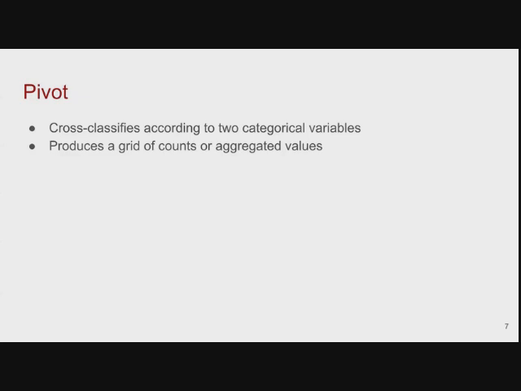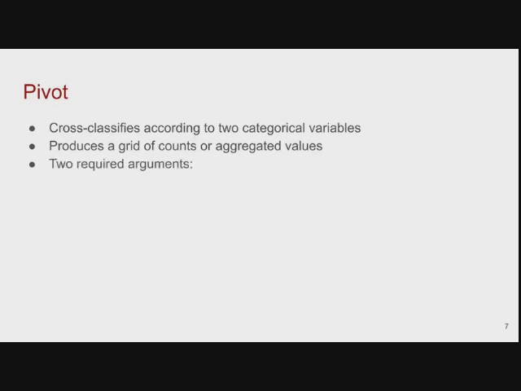The pivot is going to produce a grid of counts or aggregated values, just like what we are seeing over here. Notice it's producing us a grid, and we also call it a contingency table. We're going to have one variable on the rows and the other variable on the columns, and then each cell of that table in the end is going to give us the count.